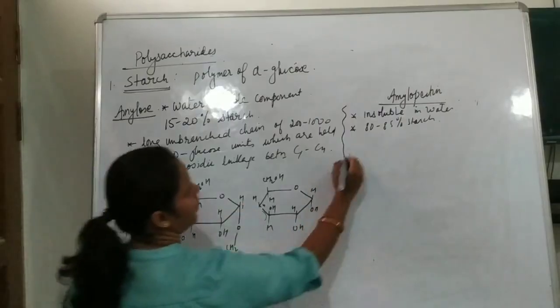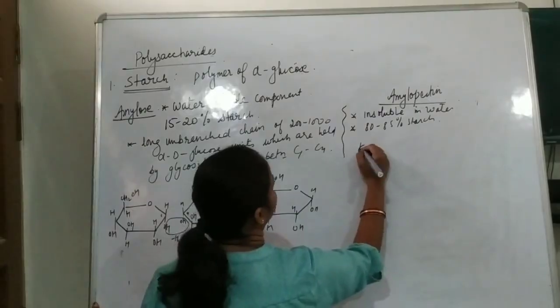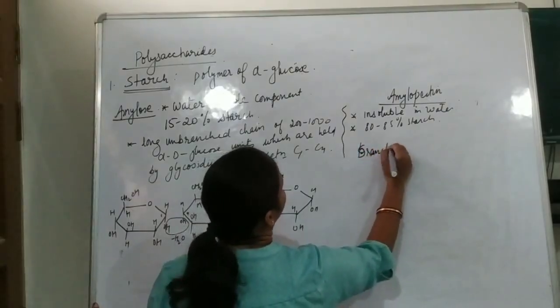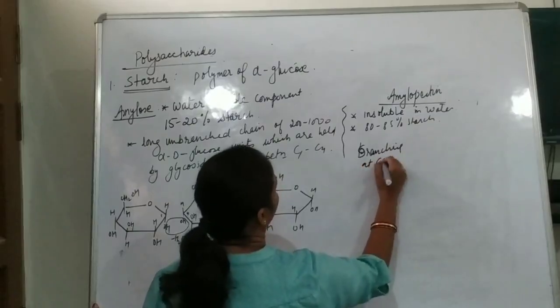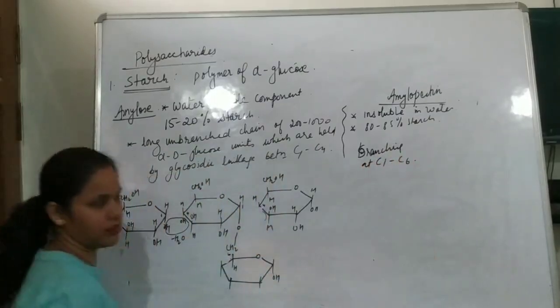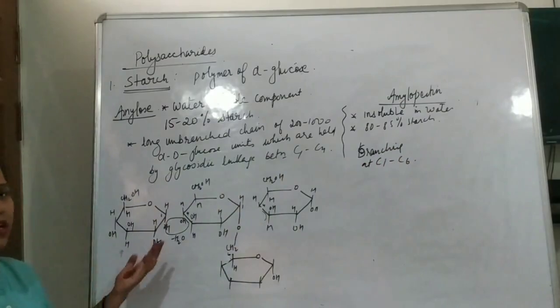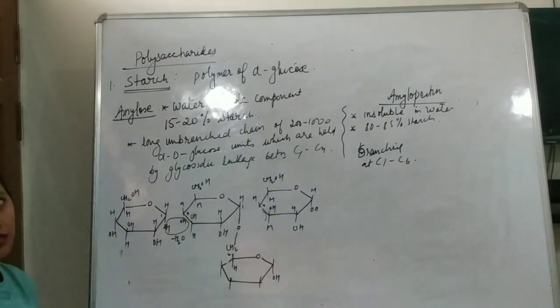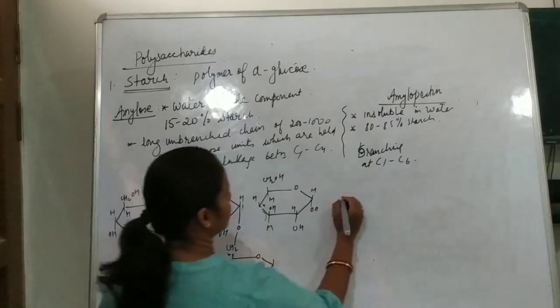And likewise, it will continue between the sixth carbon and the first carbon. So there is a branching at carbon 1 and carbon 6. That's the only difference between amylose and amylopectin. Then next we have cellulose.